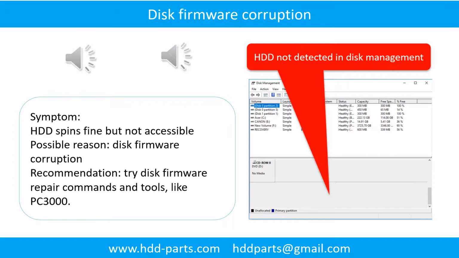The following is the sound from one of the hard drives which experienced disk firmware corruption.